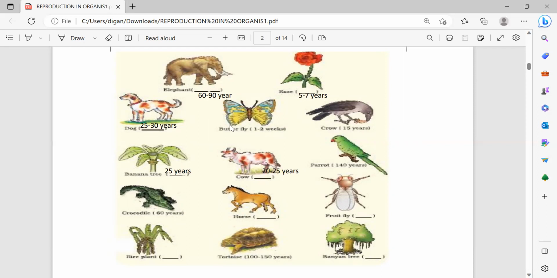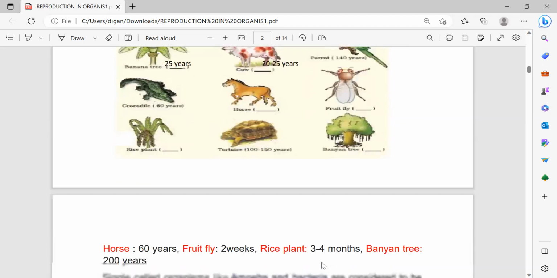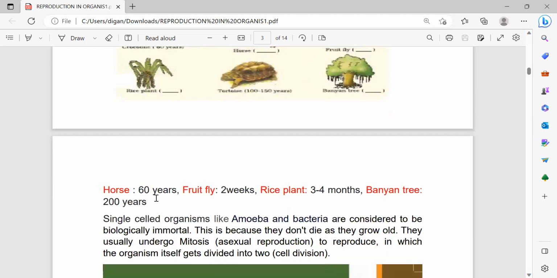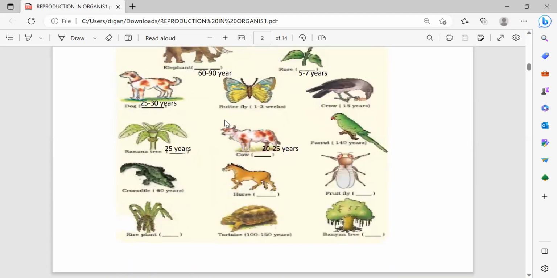It is already given for butterfly in your book. For banana plant, it is 25 years. For a cow, it is 20 to 25 years. For parrot, it is 140 years. For crocodile, 60 years. For horse, fruit fly, rice plant, and banyan tree, I am writing here. Note down: for horse, it is 60 years. For fruit fly, it is 2 weeks. For rice plant, it is 3 to 4 months, and for banyan tree, it is almost 200 years. These lifespan numbers you have to learn by heart.